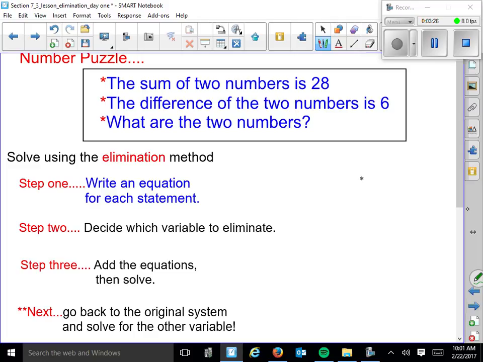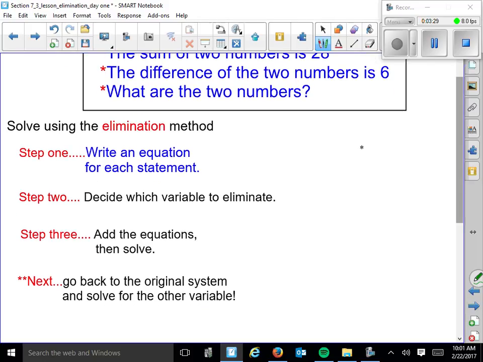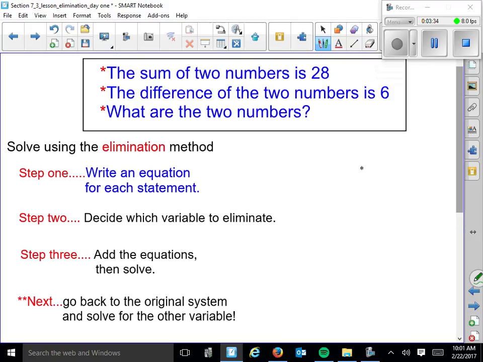So our steps for using the elimination method: write an equation for each statement, decide which variable to eliminate, add the two equations together and solve, and then finally go back to the original system and solve for the other variable. It doesn't have much meaning to you now because you haven't gone through any examples, but this will continue with this process.